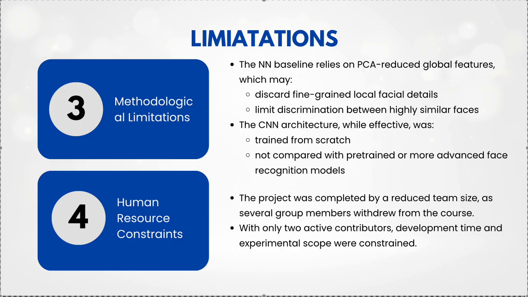Our method also has limitations. The neural network's reliance on PCA reduces details and may remove important identity-specific features. And the CNN was trained from scratch and was not compared with pre-trained face recognition models, which might offer stronger baselines. Additionally, our group size was reduced to only 2 active members, so development time, experimentation, and optimization were relatively limited.